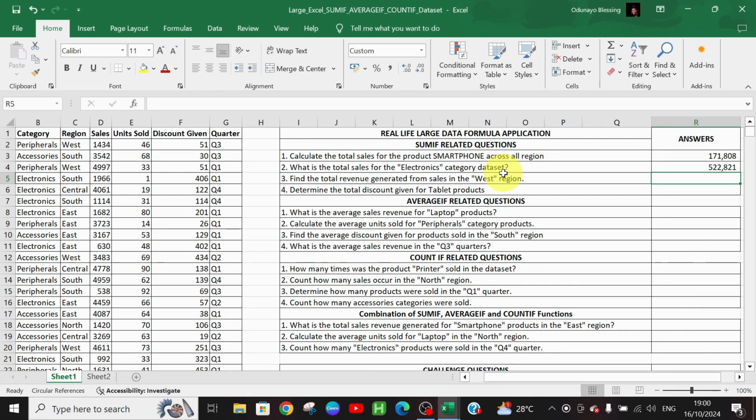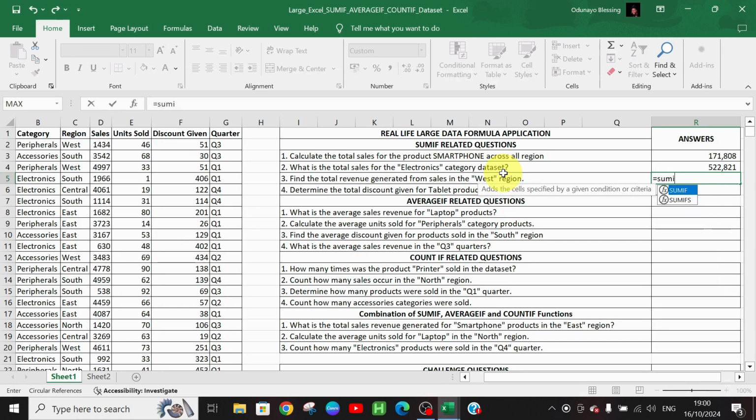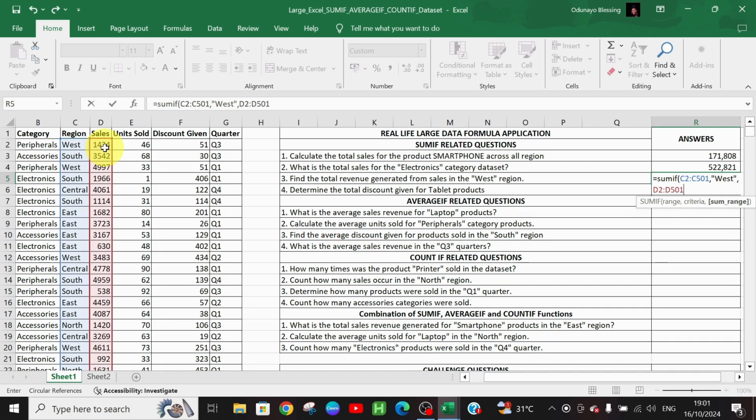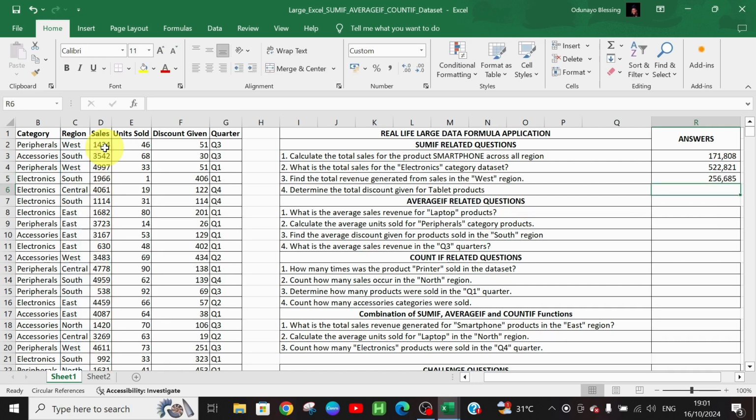The third question asks for the total revenue, the total sum of sales in the West. So the range is in the region column, which is C2 to C501. The criteria we are looking for in the region is West. And the sum range of what we are looking for in the West is the sales, D2 to D501. So this gives us the answer.